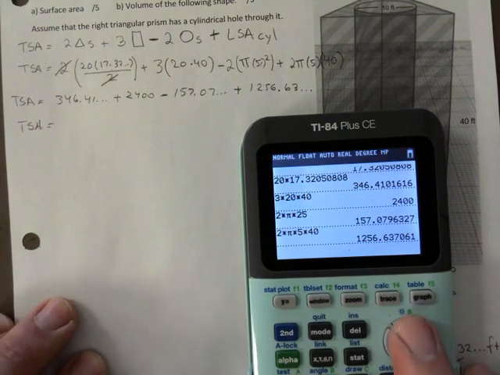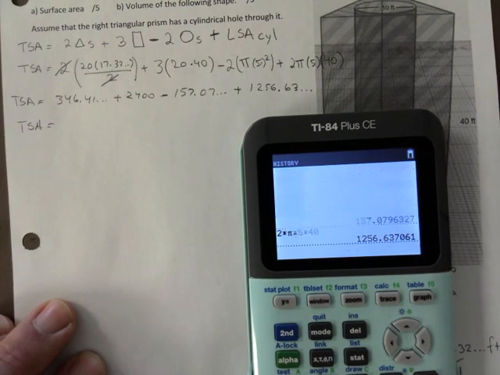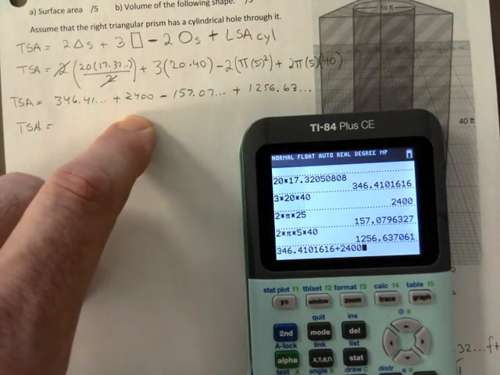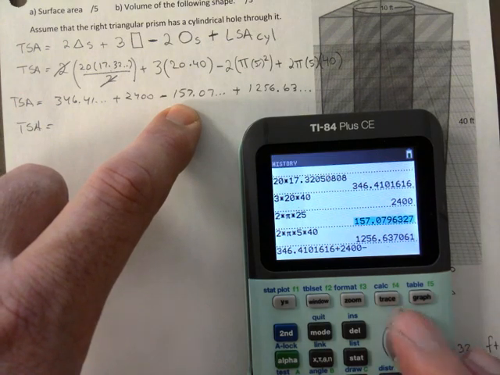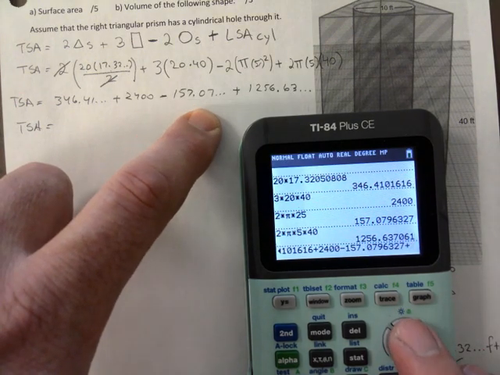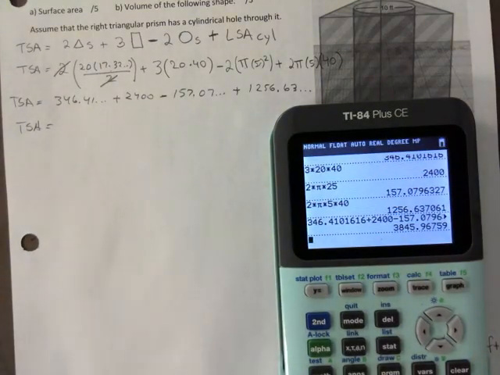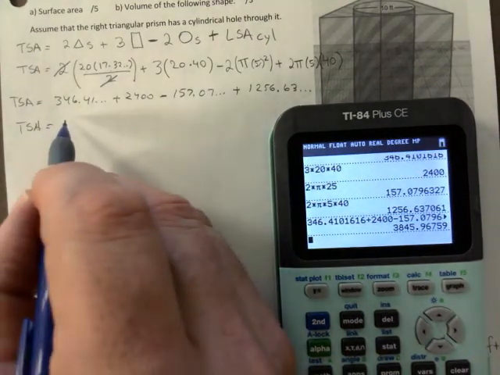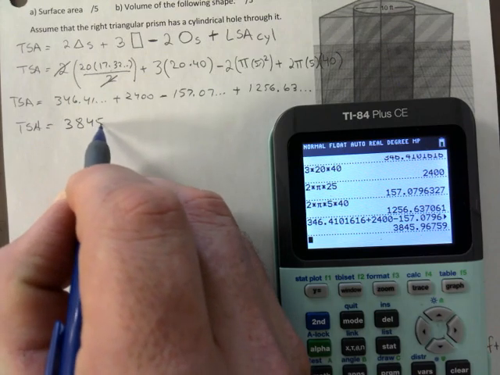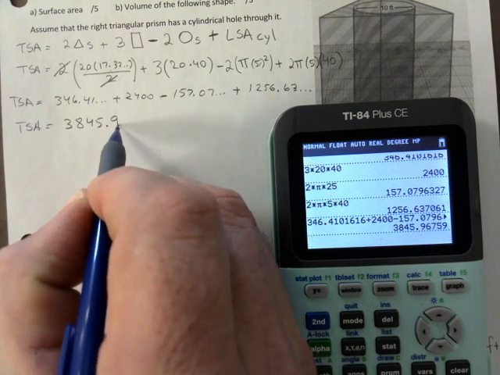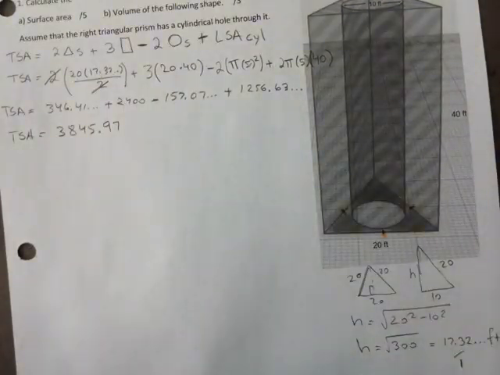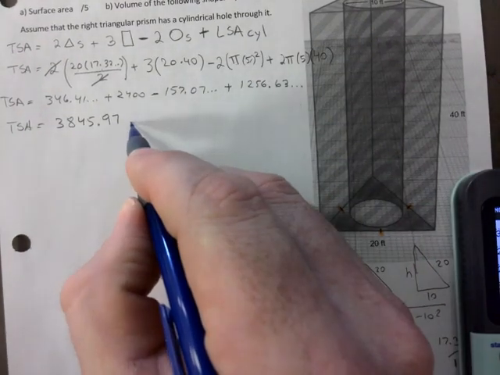Okay. So I'm going to go 346 plus 2400. That's easy enough. Minus 157 plus that one. And that's 3845.97 feet, right? Square feet.